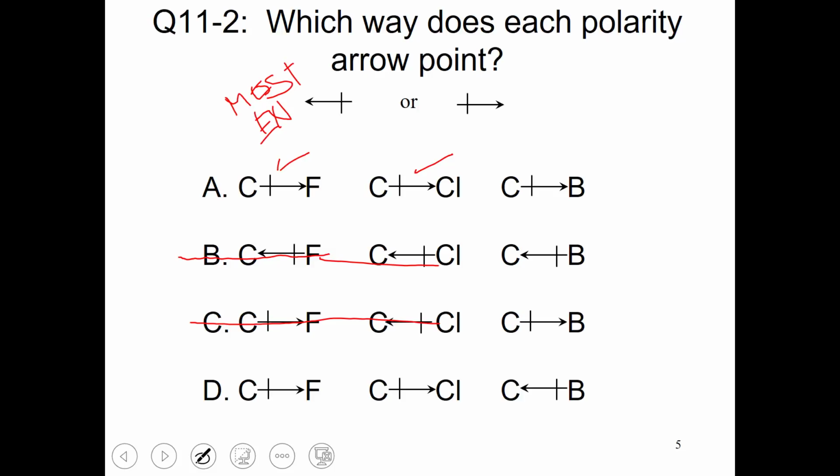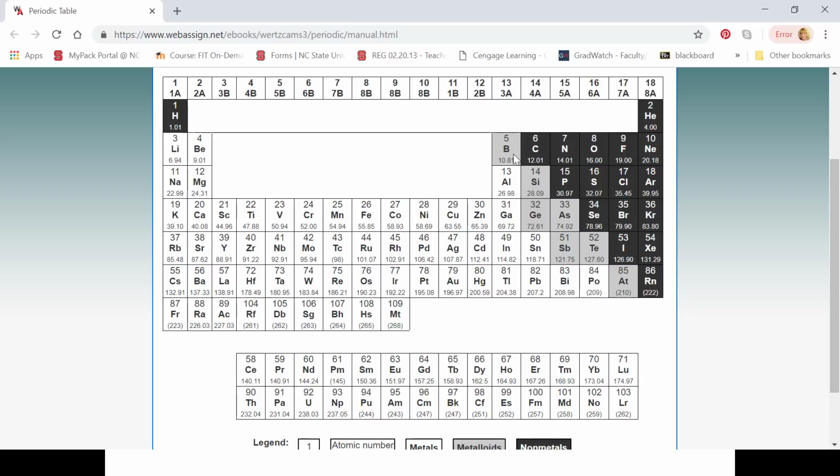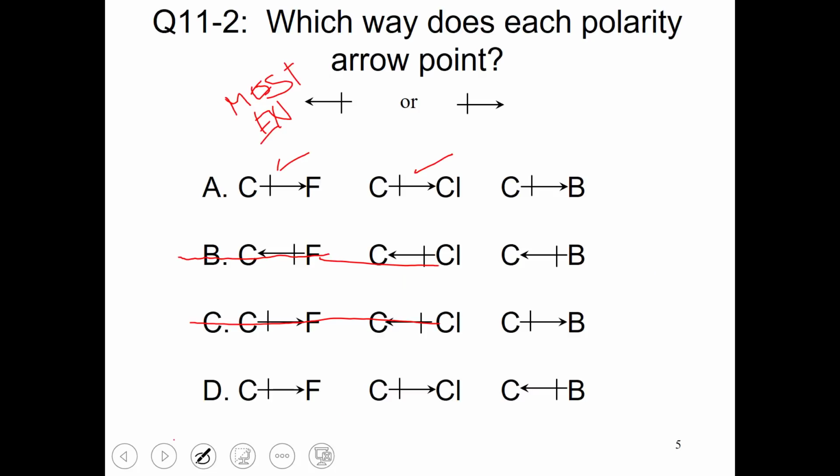Okay, so now we are down to, is boron more electronegative or carbon more electronegative? Well, let's check the periodic table. On the periodic table, we can see boron here at element number 5 and carbon at element number 6. Which one is more electronegative? If you said the one further right, which would be the carbon, you would be correct. Carbon is more electronegative than boron. So, as carbon is more electronegative than boron, I do believe we need to go with answer D.